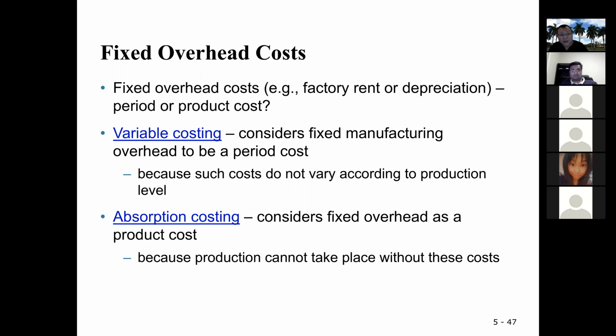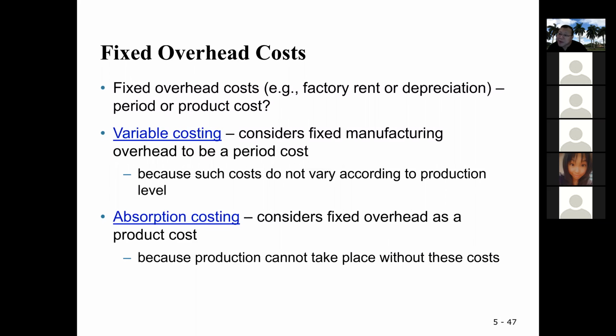Okay, so the question here is: is fixed overhead considered a period cost or a product cost? If you think it's a period cost, it makes sense because it's fixed, just like people's salary. If you think of it as a product cost, the factory rent is related to the production. You need the factory building for the production.